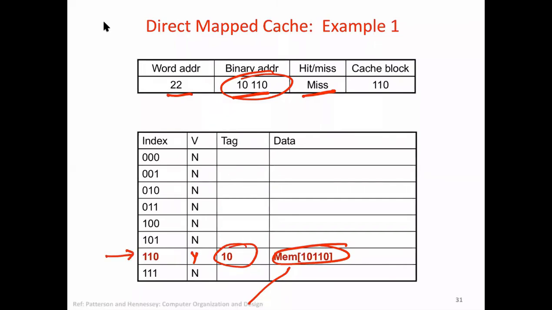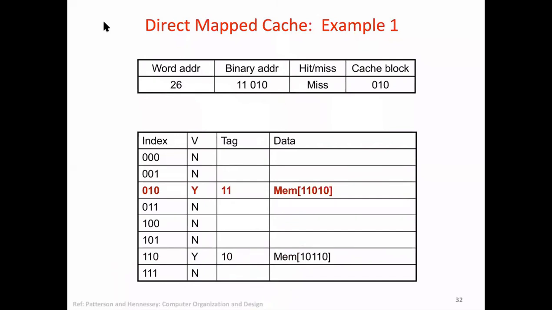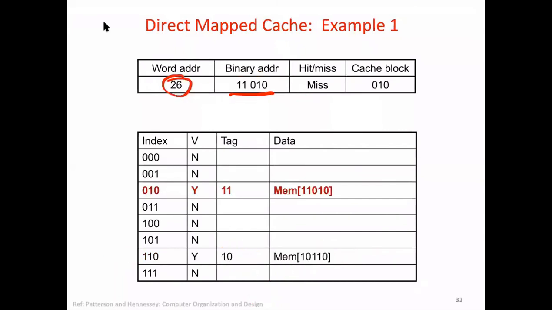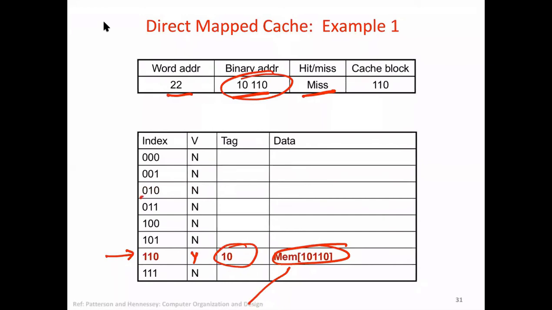It means that now whatever data we have got is valid. Okay, now let's move to the next one. The CPU is requesting this one, 11010, and we have seen that nothing was there corresponding to 010, this entry, so it was non-valid, right? So we bring the data from main memory corresponding to memory location 10110, and then store these 2 bits here as the tag bits.